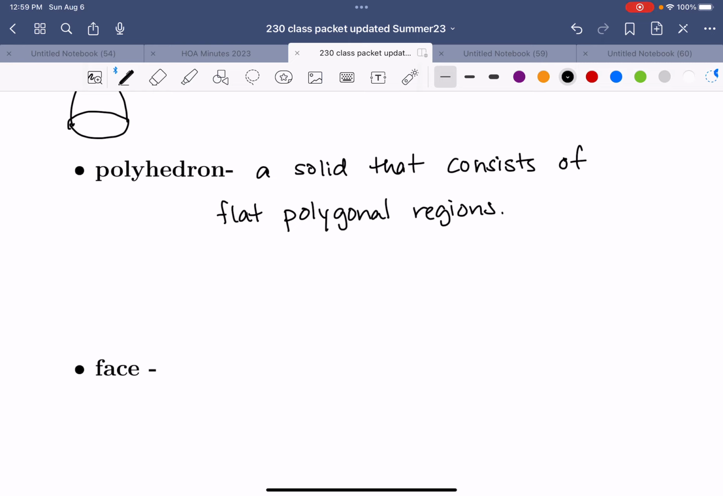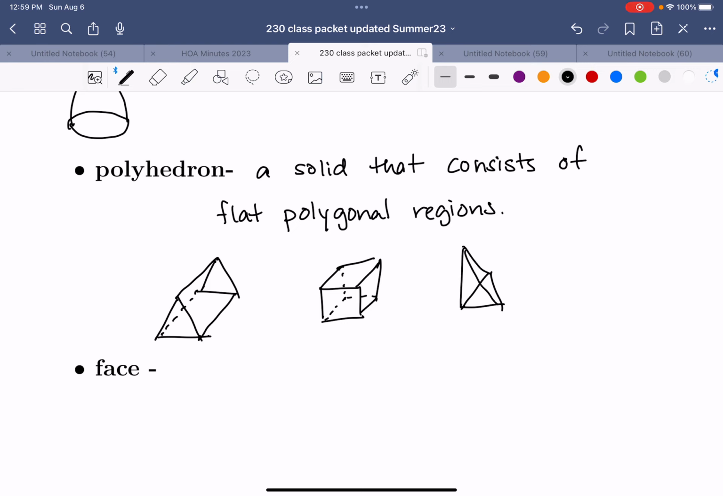Okay, so in this case, your triangular prism still counts because they're all flat polygons. In this case, rectangles and triangles. Your cubes count. Your pyramids count. Sure thing. What doesn't count here are things that have rounded edges. So no spheres, no cones, no cylinders, nothing of that nature. Nothing that's rounded. It has to be flat.